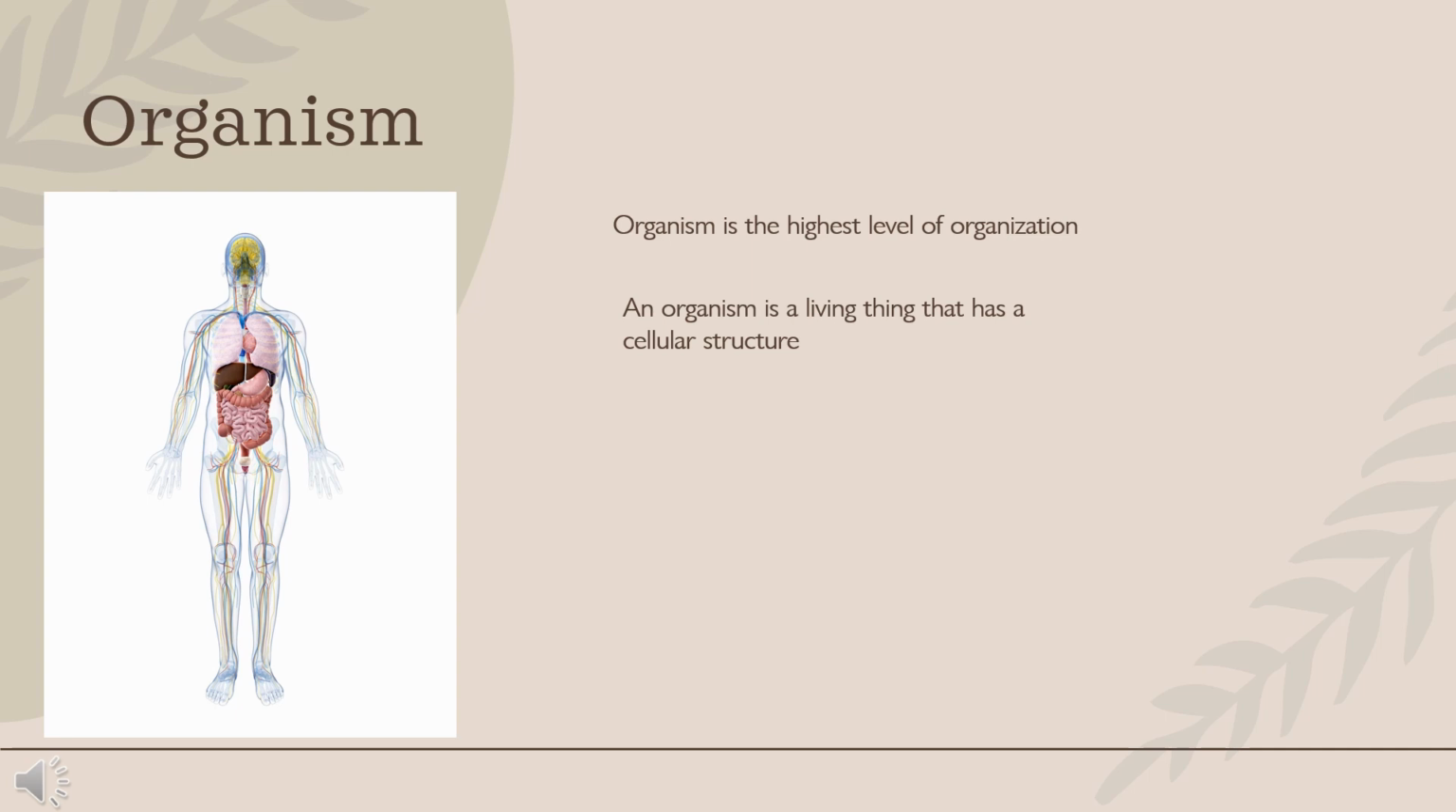At last, we have the organism. The organism is the highest level of organization. An organism is a living being that has a cellular structure and that can independently perform any physiologic functions necessary for life. And that would be the levels of organization of the body structure and their functions.